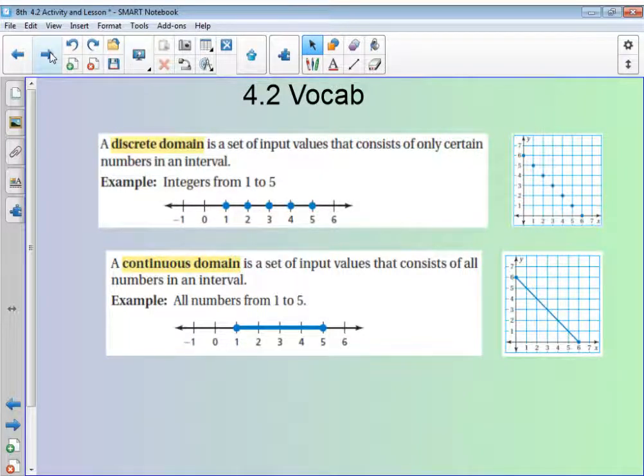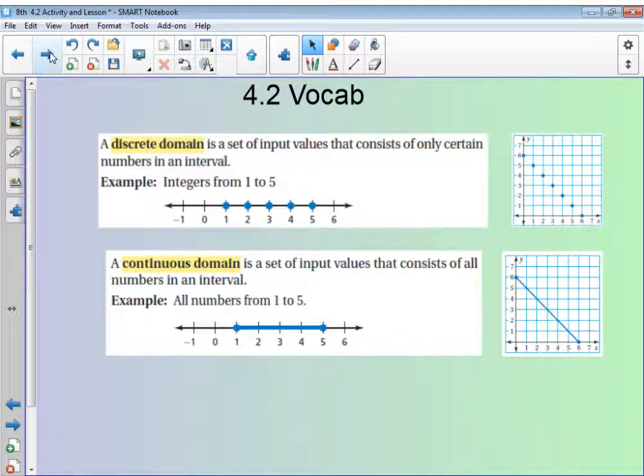So a discrete domain is a set of input values that consists of only certain numbers in an interval. So for example, if we were to graph out whole numbers, that would be a discrete domain, meaning we can't include numbers that would fall between, like, for example, 1 and 2. So discrete domain is where you're going to use dots to graph out your line, and you are not going to connect them with the line because that line is telling us anything that fell between would satisfy the situation.